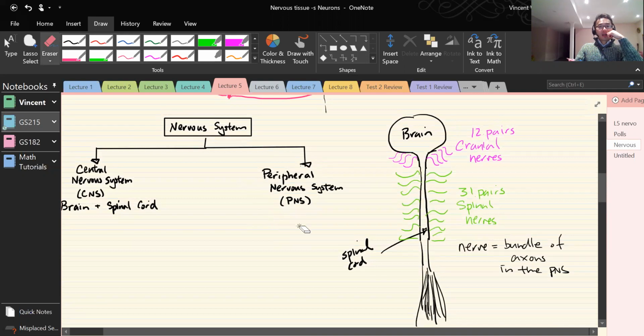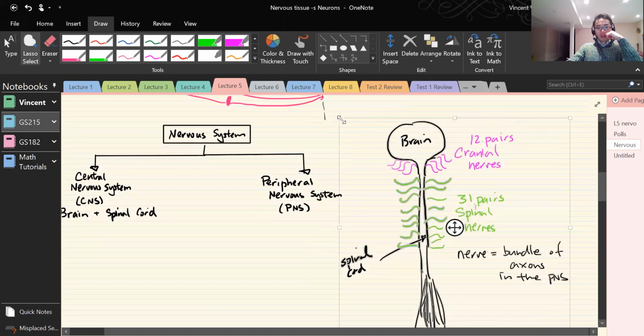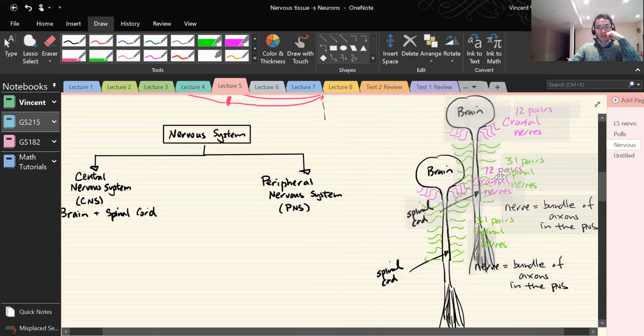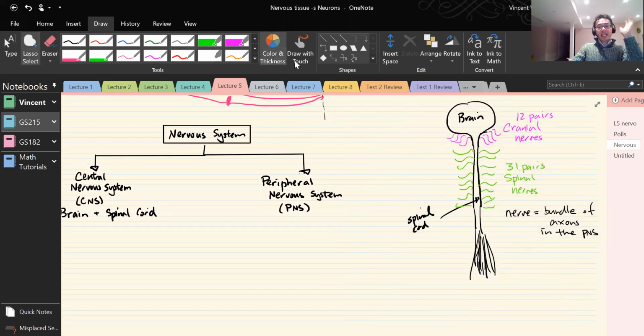So now we are talking about the peripheral nervous system. Let me move this thing out of the way. It's kind of blocking me. Let's make it smaller, and then we'll move it over here. There we go.